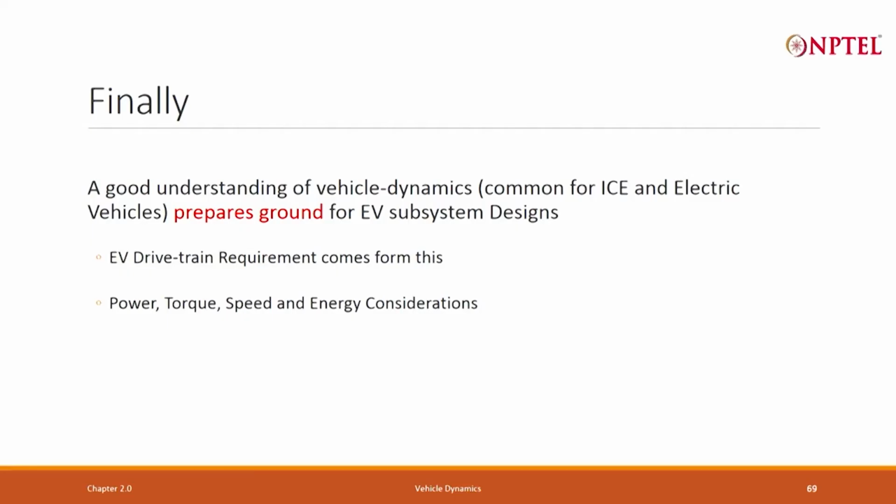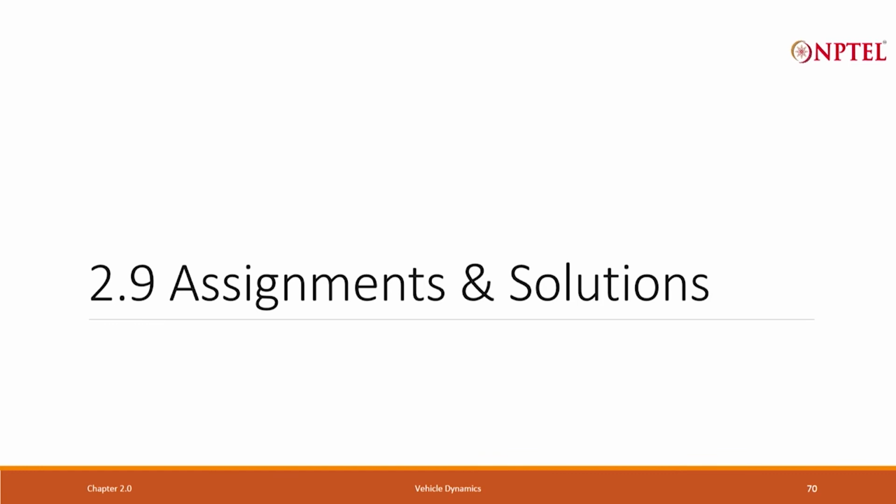Okay. And I want to point out that a good understanding of vehicle dynamics prepares the ground for EV subsystems design. EV drivetrain requirements come from this: power, torque, speed and energy considerations at different RPM, different speeds, become very important. We have given a number of assignments throughout the chapter. Please do that. A lot of learning will come from those assignments. Thank you very much. Bye.